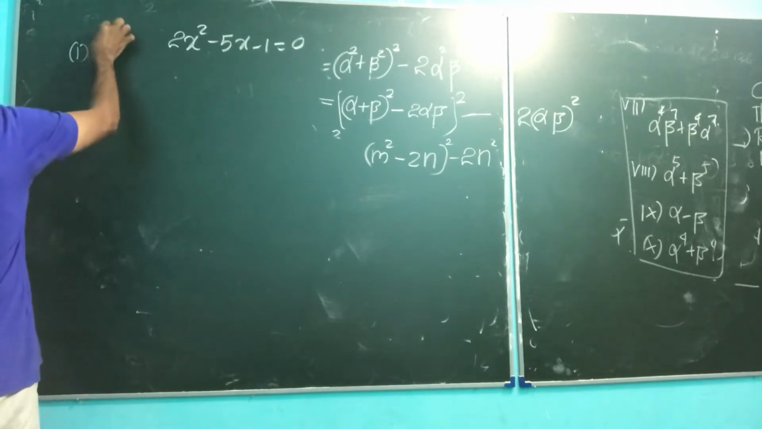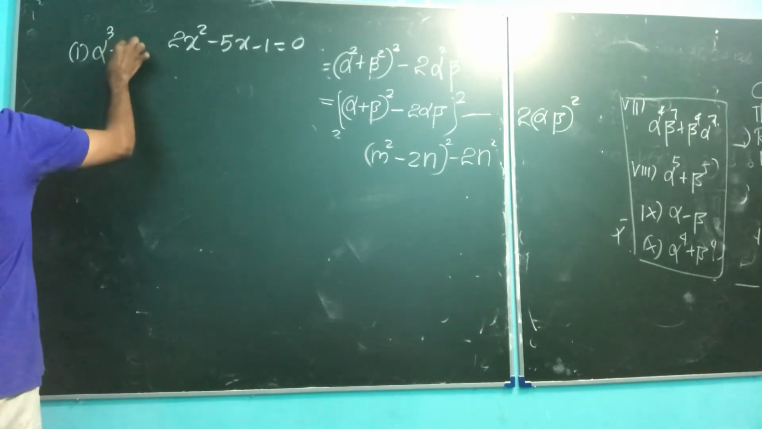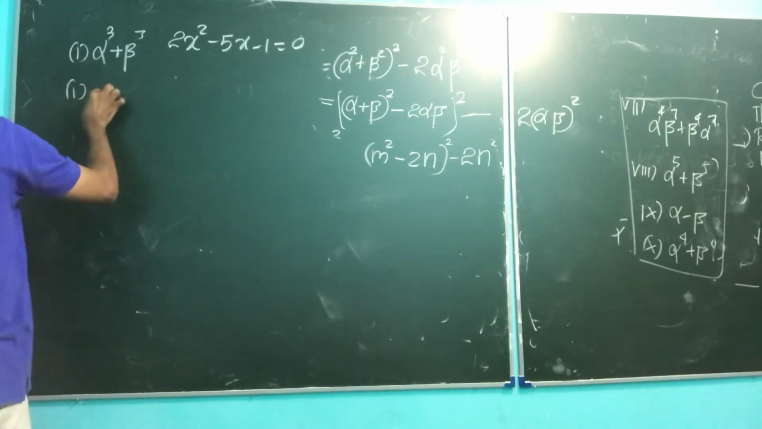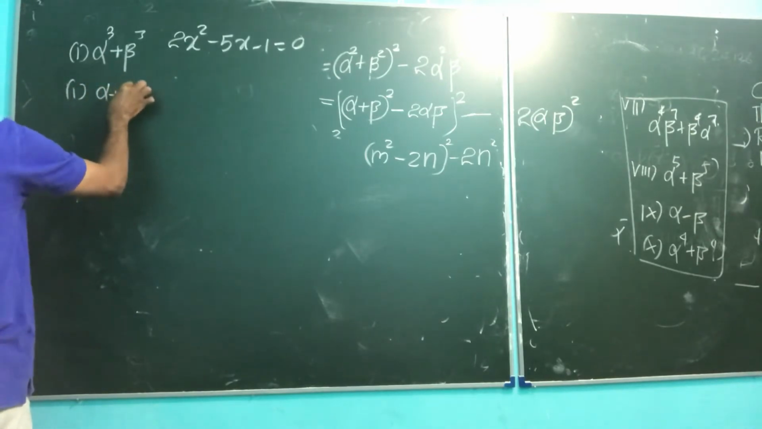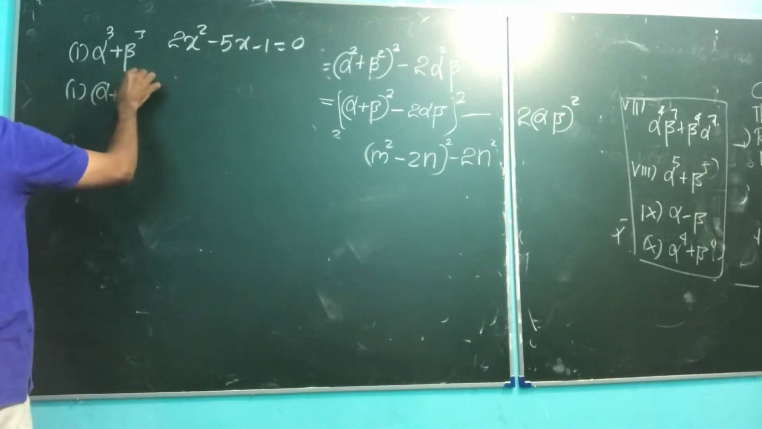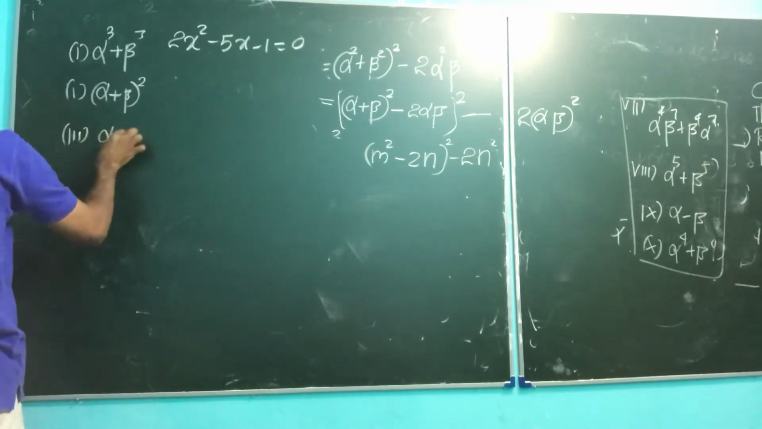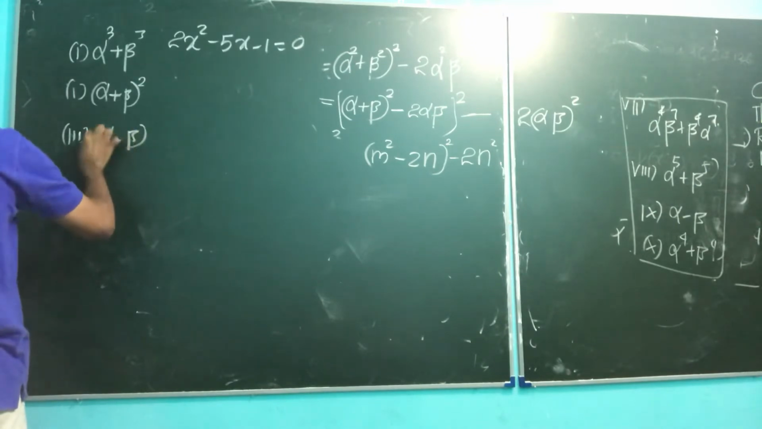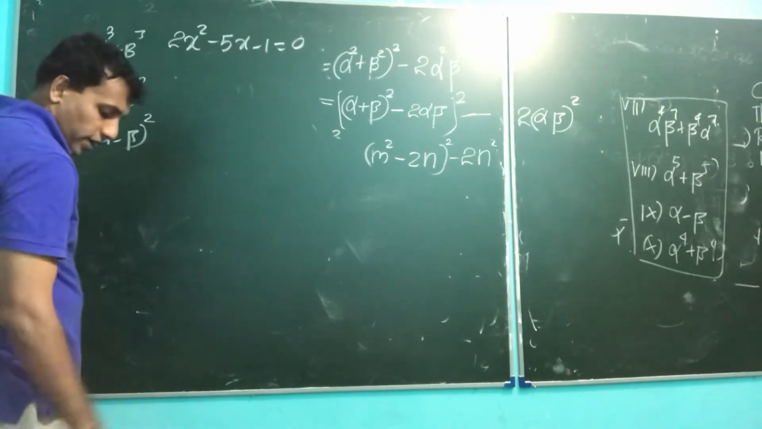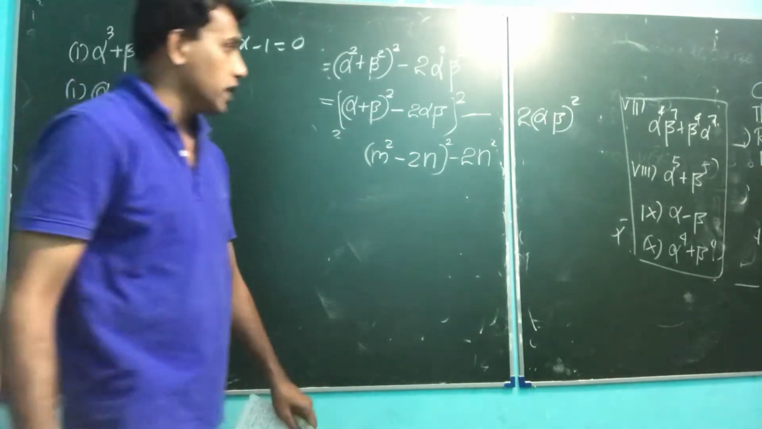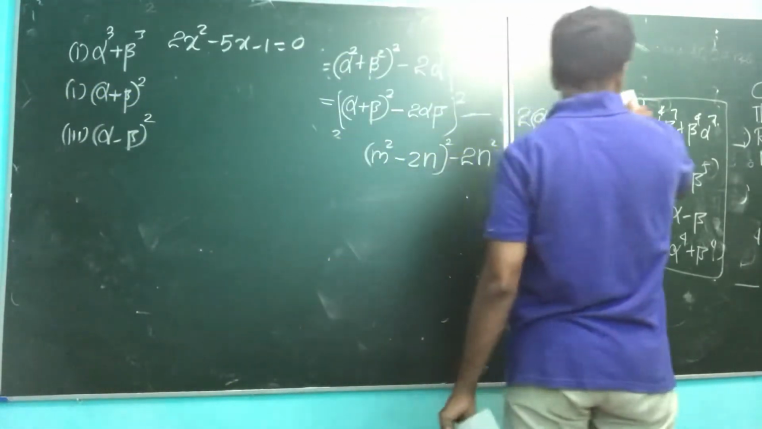First one, alpha cube plus beta cube. Second one, alpha plus beta completely square. What is the third one? Alpha minus beta completely square. So in the basic ideas, if the roots are given, find the values of that.